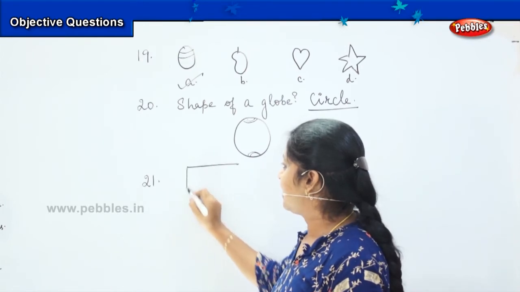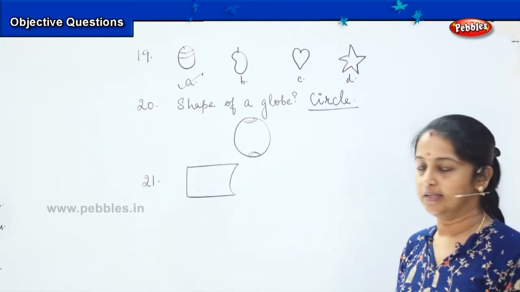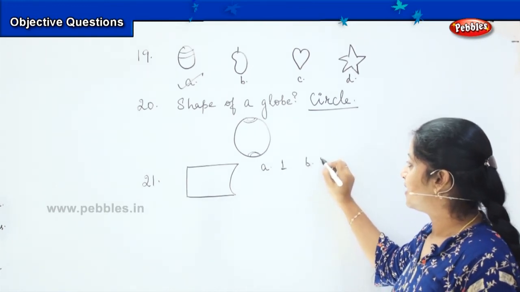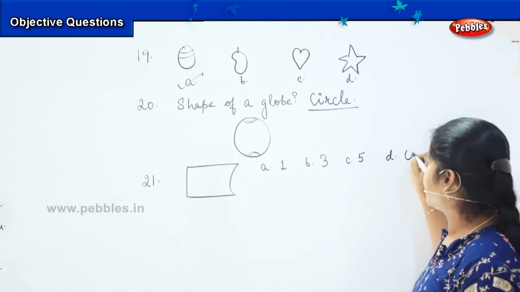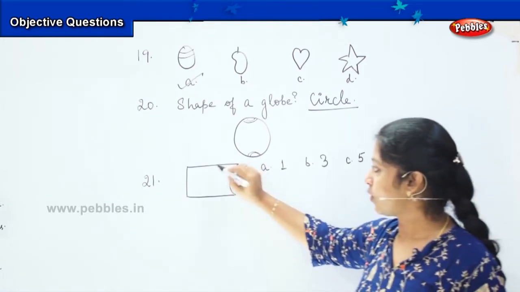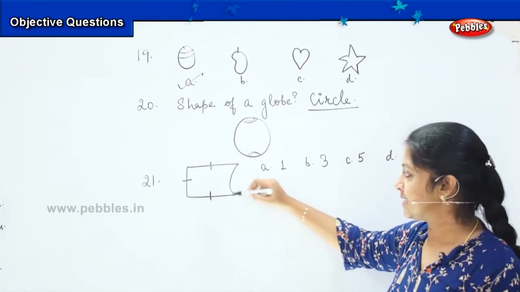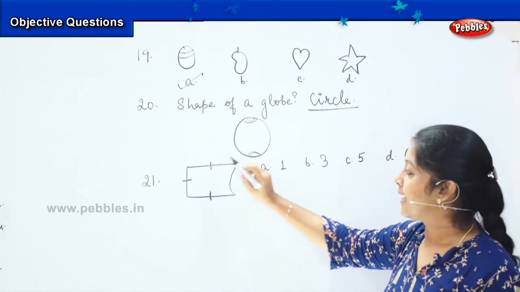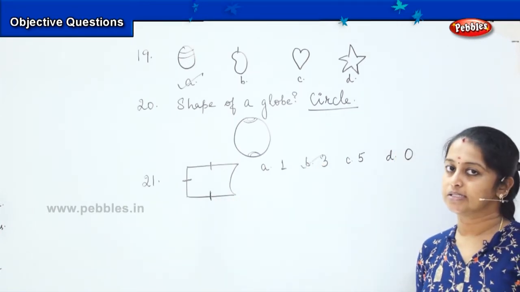Here you need to identify and tell me in this picture how many straight lines are there. Option A is 1, option B is 3, option C is 5, and option D is 0. So shall we count the number of straight lines? 1, 2, 3. Is this a straight line? No, it's a curved line. So what is the right answer? It's 1, 2, and 3. So option B is my right answer.